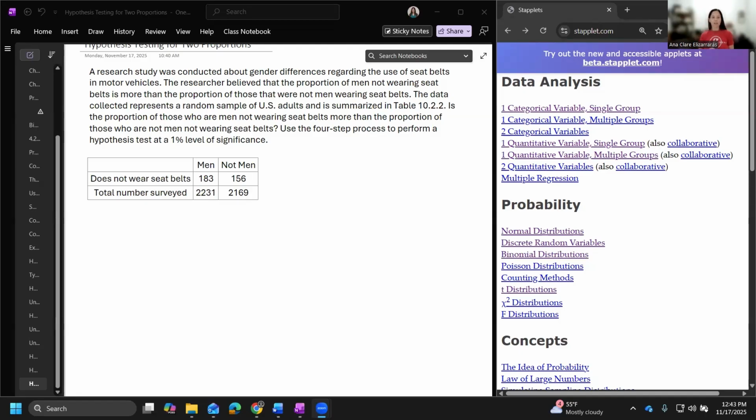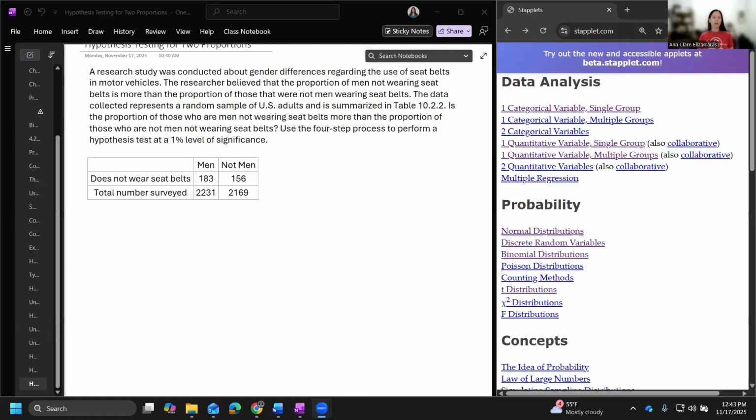We are focusing on statistics and we are continuing our journey into inference. We have been dealing with hypothesis testing and confidence intervals for one sample. We're moving into two samples.